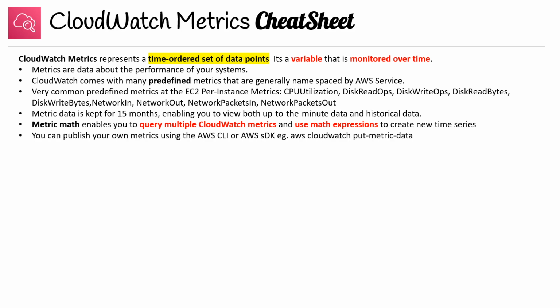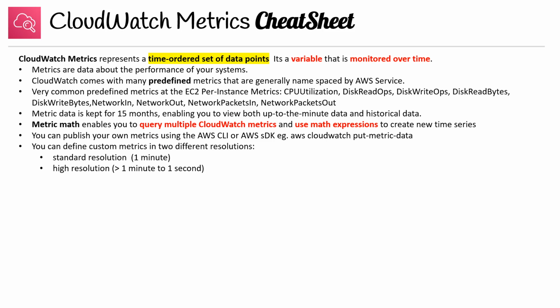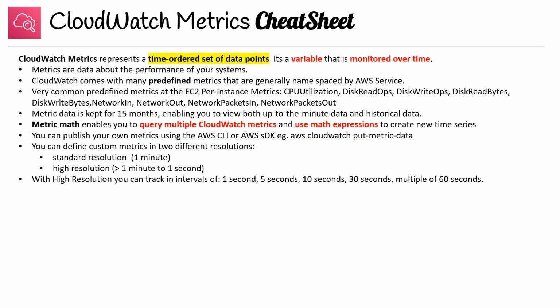You can publish your own metrics using the AWS CLI or SDK. If you're using the CLI, it's going to be aws cloudwatch put-metric-data. You can define custom metrics in two different resolutions. You have standard resolution, that's 1 minute, and high resolution, that's under a minute down to a second. With high resolution, you can track in intervals of 1, 5, 10, 30, and multiples of 60 seconds.